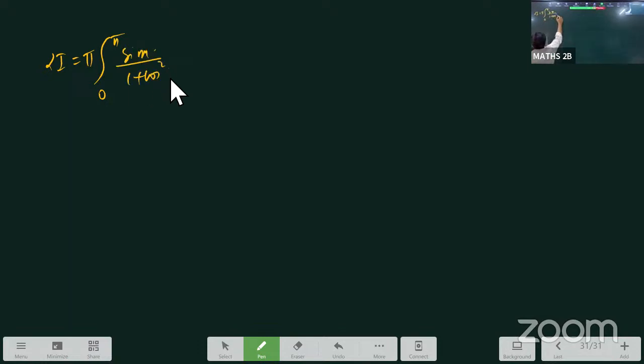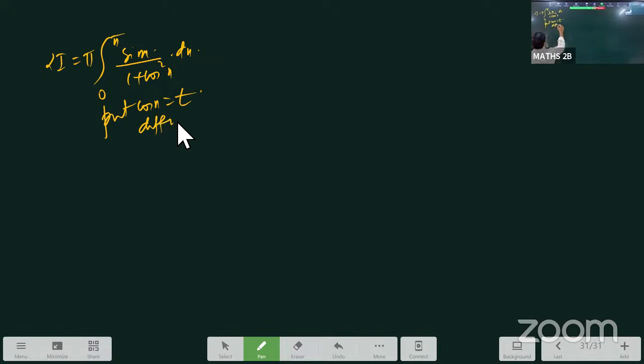So what was it? 2I is equal to pi times the integral from 0 to pi of sin x by 1 plus cos square x dx. Now put cos x equal to t. What I said? You have to put cos x is equal to t.